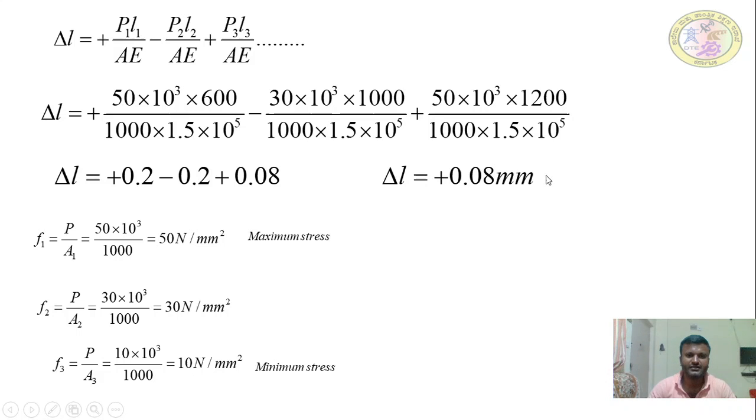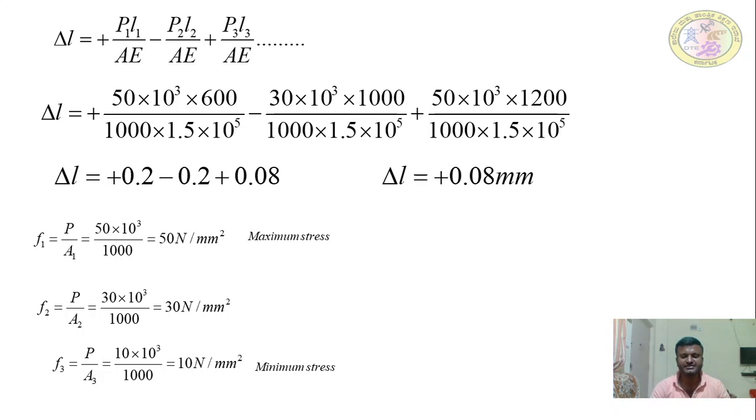So member ABCD is subject to three different forces. What is the total elongation of the bar? It elongates, it gets expanded, it doesn't get compressed. See the positive sign here, 0.08 mm. And what are the stresses in these bars? Stress is nothing but force by area; the respective force divided by the respective area gives the respective stresses in the bar. So the maximum stress here is 50 Newton per mm square, and the minimum stress here is 10 Newton per mm square. Understand?